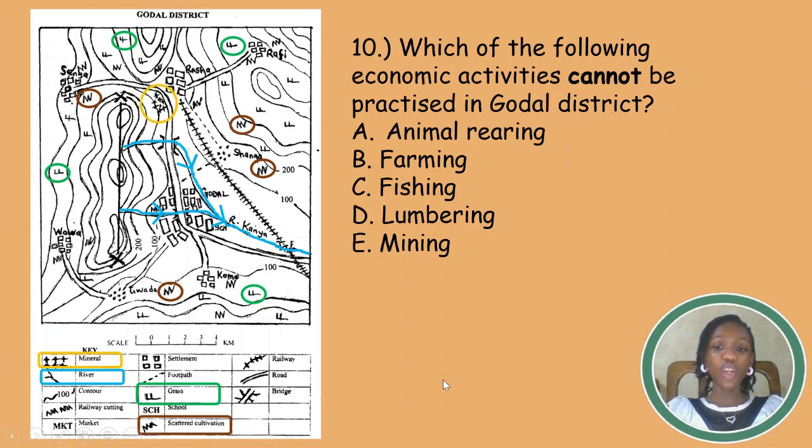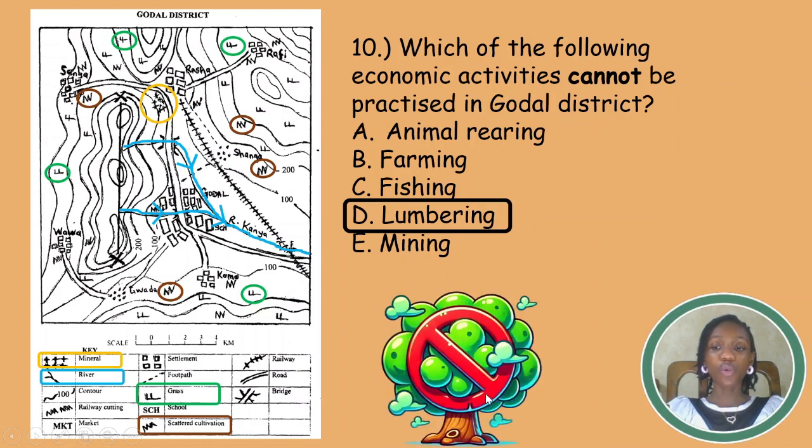And that leaves option D, which is our answer. Lumbering, which is the process of cutting down trees for timber. There are no forests in the key, only grasslands and scattered cultivation. And since there are no trees to cut down, then lumbering is not possible in Godal districts.